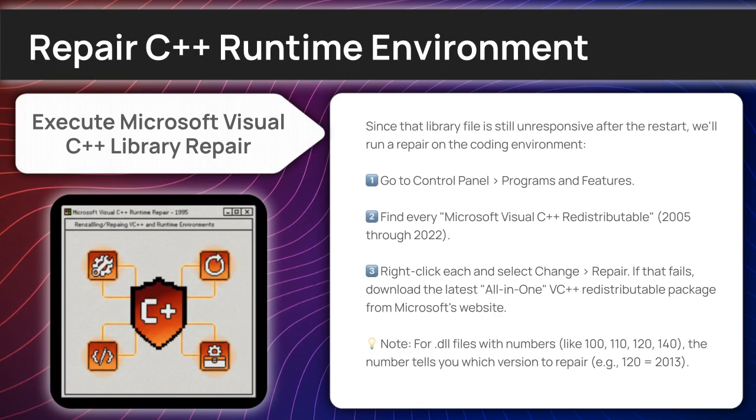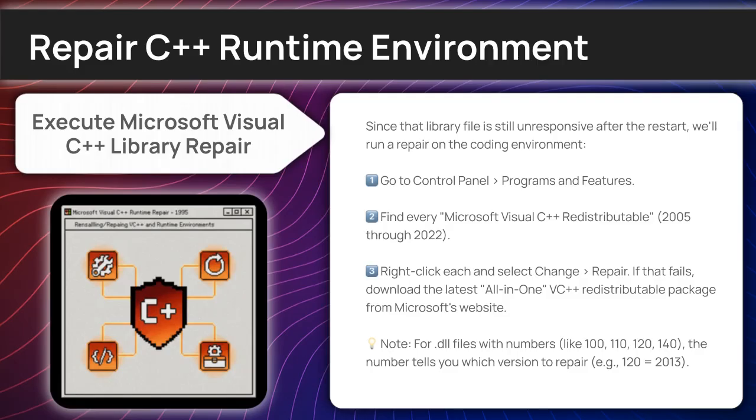First, go to Control Panel, then select Programs and Features. Second, find every Microsoft Visual C++ Redistributable, 2005 through 2022. Third, right-click each and select Change, then select Repair.